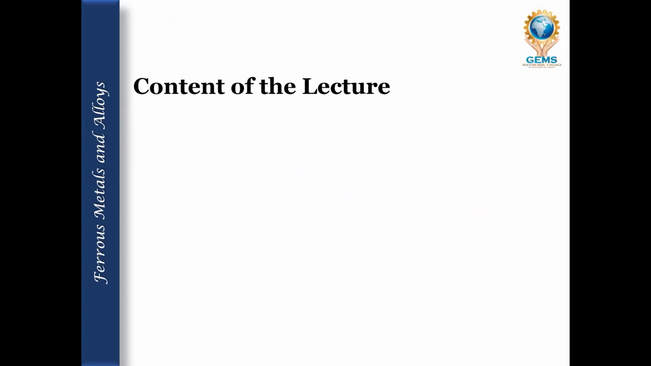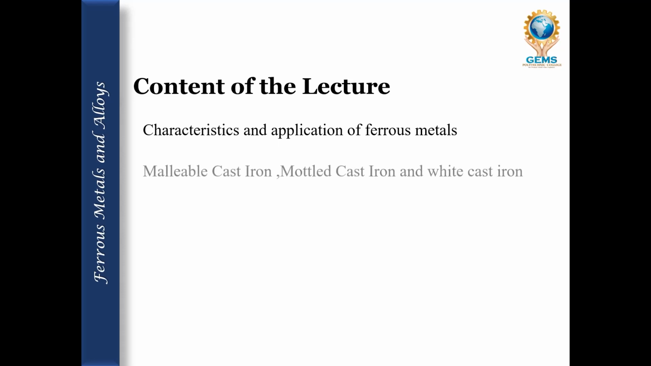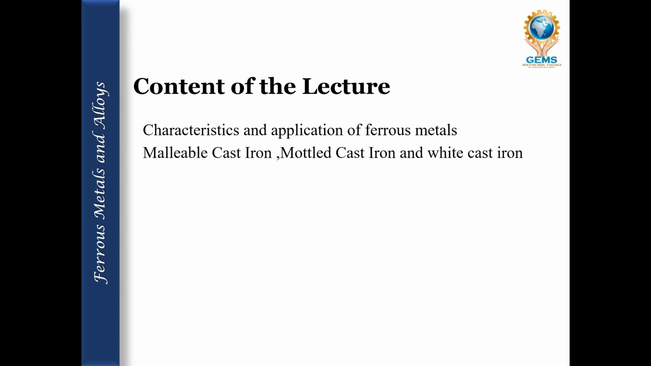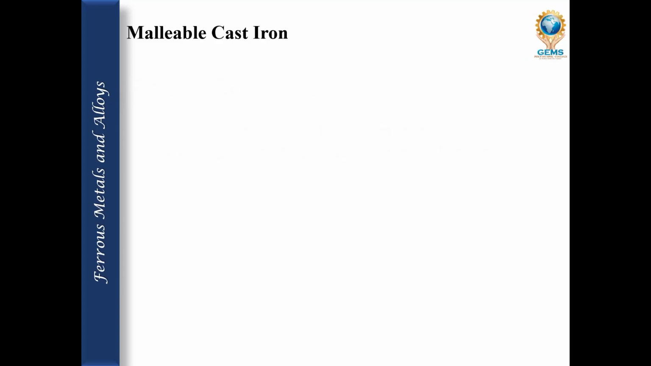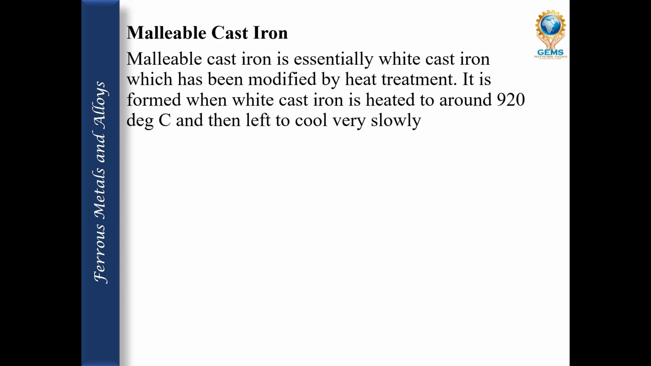The content that we're going to look at is the characteristics and application of ferrous metal: malleable cast iron. Malleable cast iron is essentially white cast iron which has been modified by heat treatment.